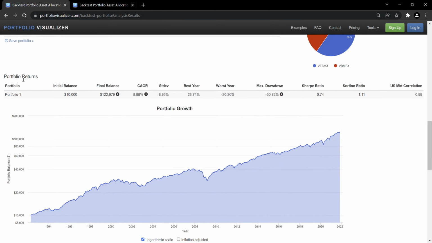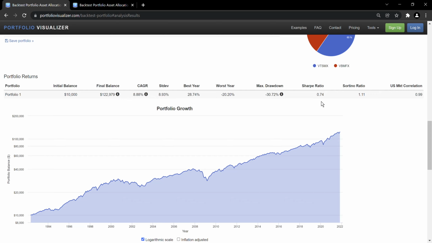If you look at this portfolio returns thing, we started with an initial balance of 10,000. That's by default. You can change that. It's got a final balance of 122. If you go over and mouse on this, it'll give you the inflation adjusted balance. So you can see what effect inflation had on that over time. Same thing with compounded annual growth rate. That's the nominal compounded annual growth rate. And then if you click on there or mouse over there, you see that the inflation adjusted compounded annual growth rate was 6.38%. And you look at maximum drawdown.